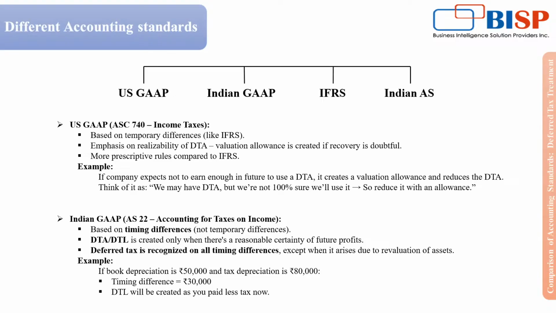If recovery is doubtful, it creates a valuation allowance to reduce the DTA, right? We can say it in a simple form: under ASC 740 we ask, will we actually use the DTA? If not fully confident, we reverse it via a valuation allowance, right? Now the next one is the Indian Accounting Standard 12, based on temporary differences, broader than AS 22.